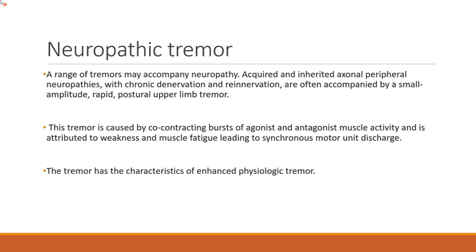Now, another symptom in neuropathy can be neuropathic tremor. A range of tremors may accompany neuropathy. The tremor is usually caused by co-contraction of bursts of agonist and antagonist muscles. It has the characteristics of an enhanced physiological tremor, usually present in the upper limb.